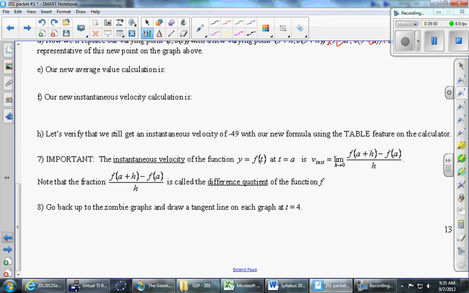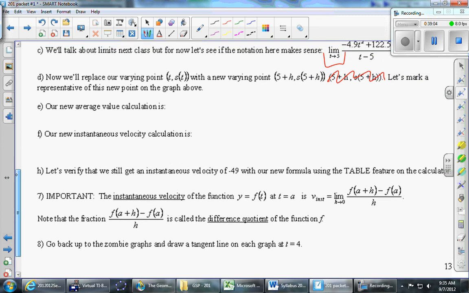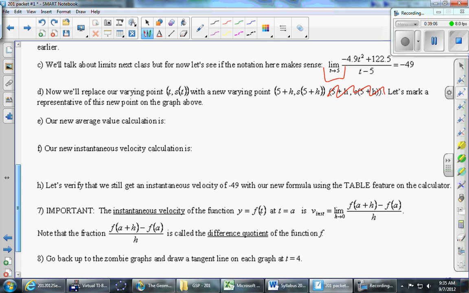Instantaneous velocity is now our new average value calculator, new instantaneous velocity is. Okay, so I'm cognizant of the clock. I'm going to skip some of the details here. I just want to jump to this thing right here. Let's go to number 7. We are at Abby.